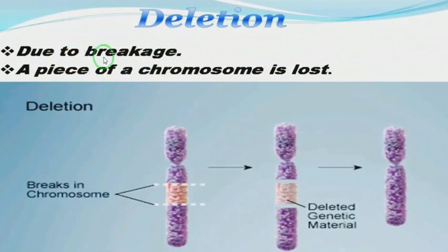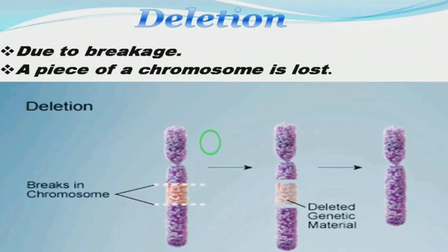First one, deletion. Due to breakage, a piece of chromosome is lost. See, this is a chromosome. So it breaks in the chromosome. One part breaks, so here is the deleted genetic material. The particular area is removed, and the remaining parts are joined. So this is known as deletion. A piece of a chromosome is lost. This is the first type.